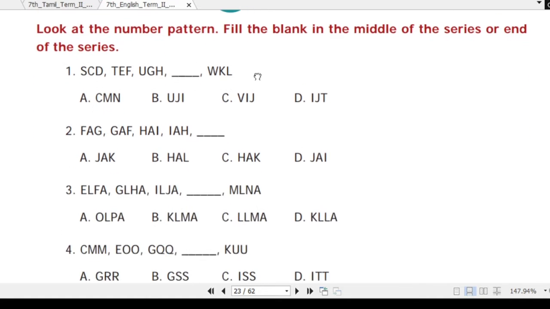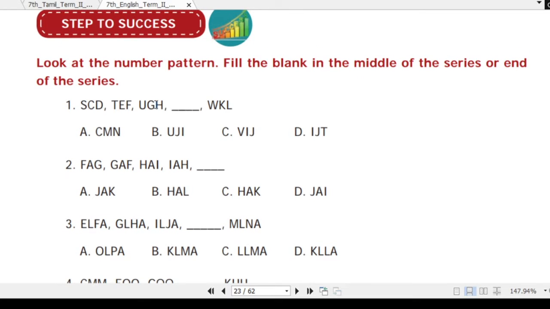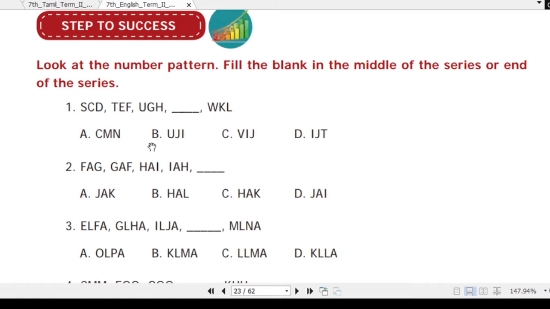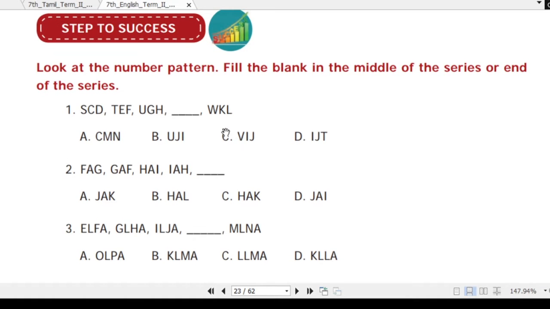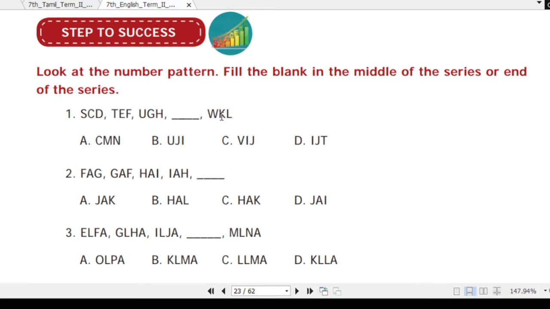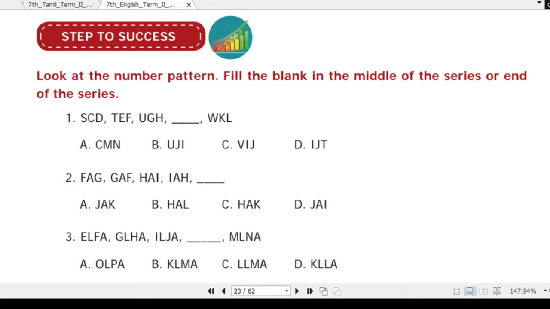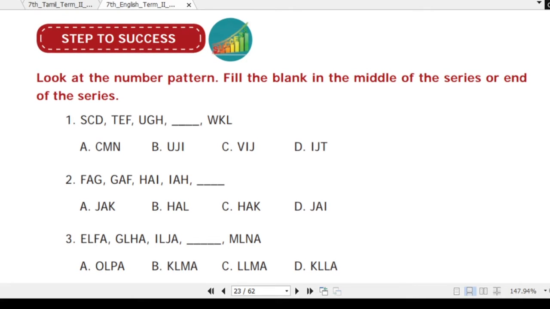Just check the pattern. C D E F G H I J. So IJ, how many places IJ? This is the only place. Then S T U V W. So what is the answer? V I J is the answer.